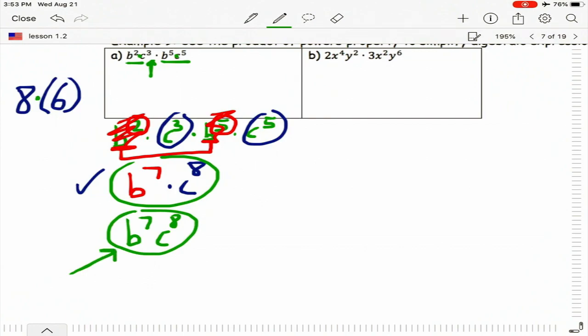We only put symbols in when we need them. If we don't need them, we shouldn't be putting them in. Multiplication is, once again, one of the few operations that you don't need to see for it to be there. So once again, b to the 7th, c to the 8th is the better answer.